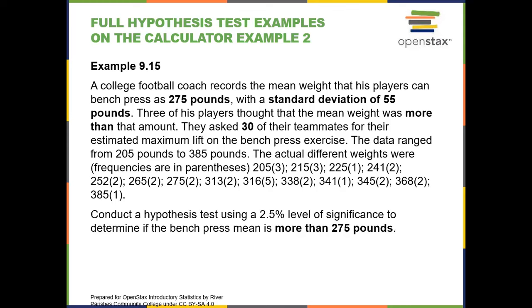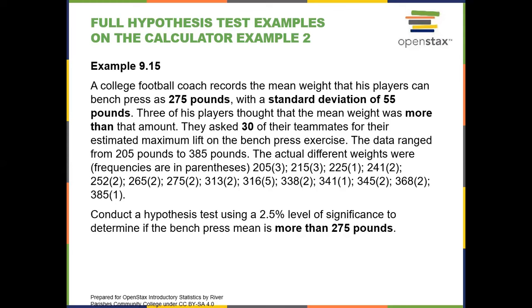They asked 30 of their teammates for their estimated maximum lift on the bench press exercise. The data range from 205 pounds to 385 pounds. The actual different weights are given, where frequencies are in parentheses. That means 205 occurred 3 times, 215 occurred 3 times, and so forth.